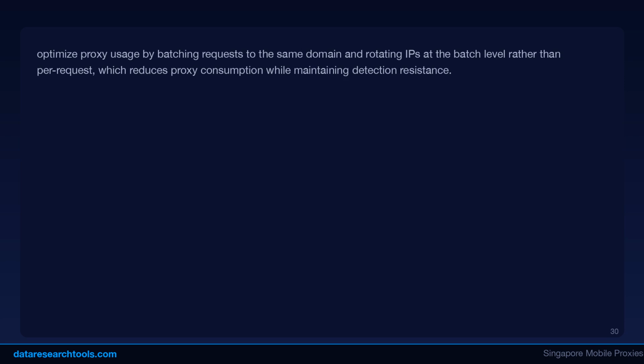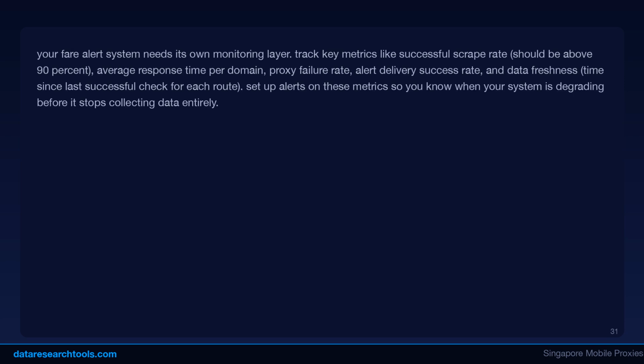Optimize proxy usage by batching requests to the same domain and rotating IPs at the batch level rather than per request, which reduces proxy consumption while maintaining detection resistance. The fare alert system needs its own monitoring layer. Track key metrics like successful scrape rate, which should be above 90%, average response time per domain, proxy failure rate, alert delivery success rate, and data freshness, meaning time since last successful check for each route. Set up alerts on these metrics so you know when your system is degrading before it stops collecting data entirely.